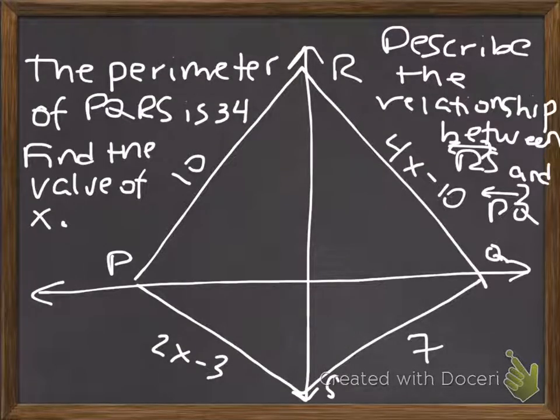The next one, you're given the total perimeter of this figure, and with that you're supposed to find the value of x. So basically you add all the sides together and put it equal to 34. And then look at the figure itself and tell me the relationship between RS and PQ. Since they are perpendicular, you're going to say that they are perpendicular.